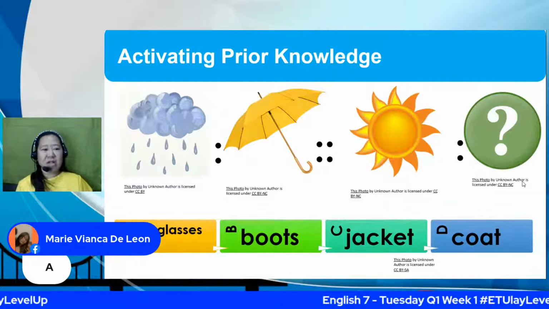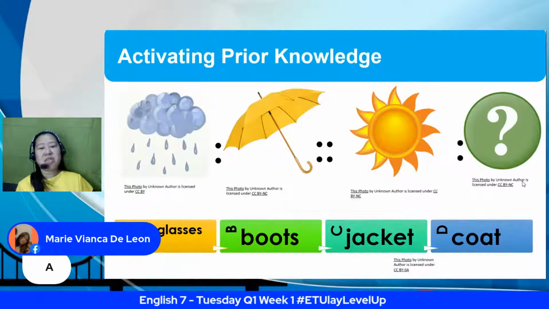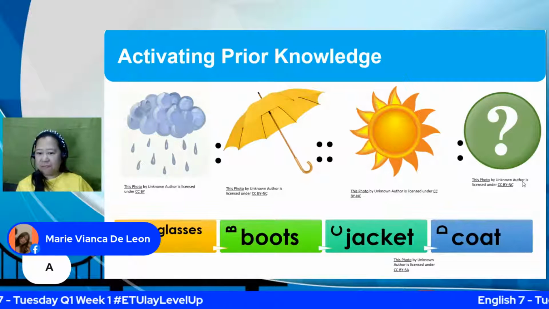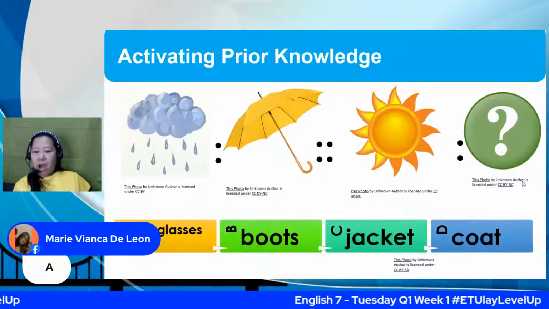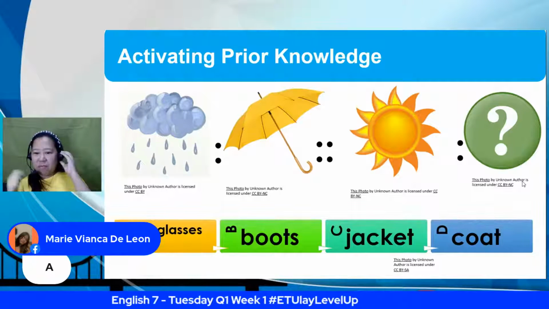Is it A, sunglasses, B, boots, C, jacket, or D, coat? What is the correct answer? Okay, let us look at that now. So others are saying it's a D. So we're still waiting for some more.